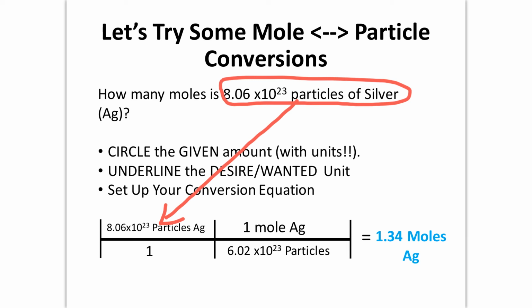Now, what are we trying to find? We're trying to find moles. Right? So when we look for moles, we're going to put that unit right here. Not the number, just the unit so far. All right, now we have to fill in the rest of the conversion factor. Again, since we have particles here, we write particles here. And we know that 1 mole of particles is equal to 6.02 times 10 to the 23rd. So we fill in this number here.